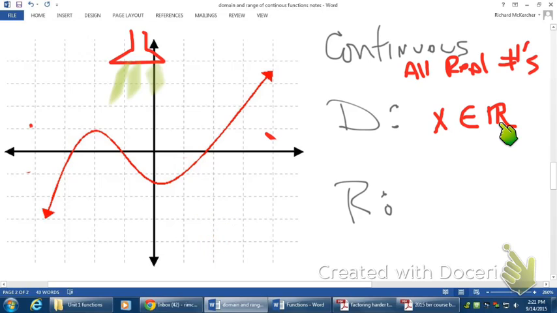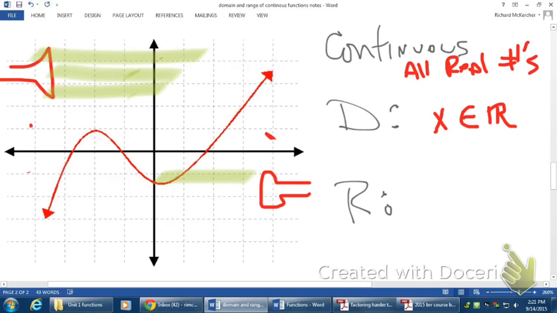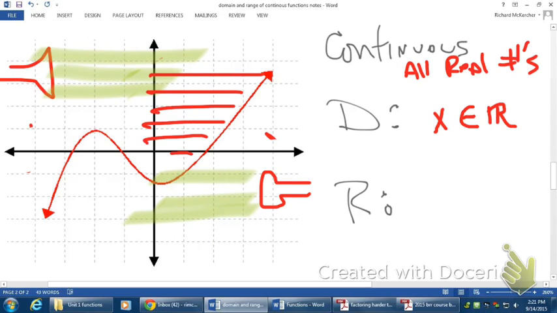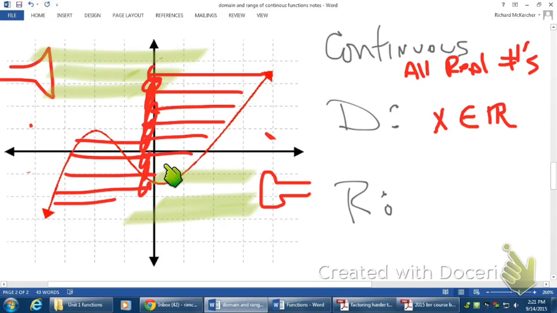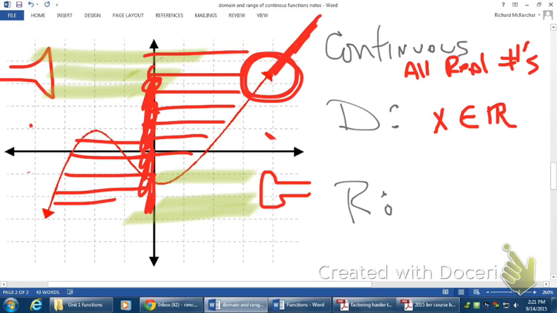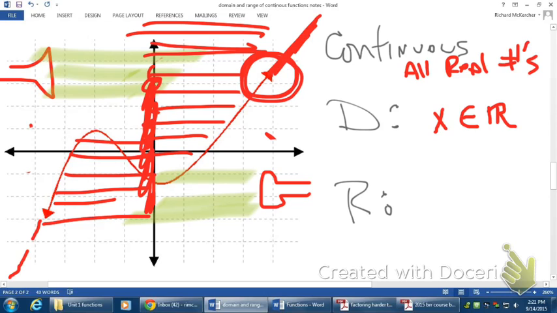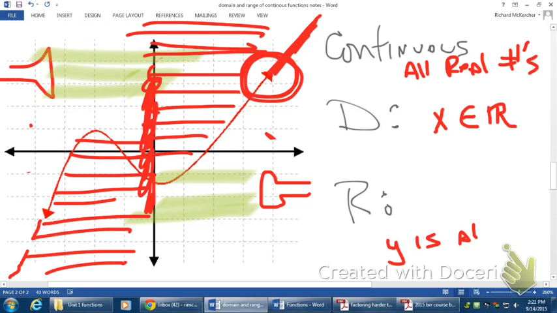X is an element of all real numbers. If I shine it side to side, it's pretty clear to see which ones they cover here, but because of that arrow, it keeps going up forever and down forever, so it's also going to cover all real numbers for the y-axis.